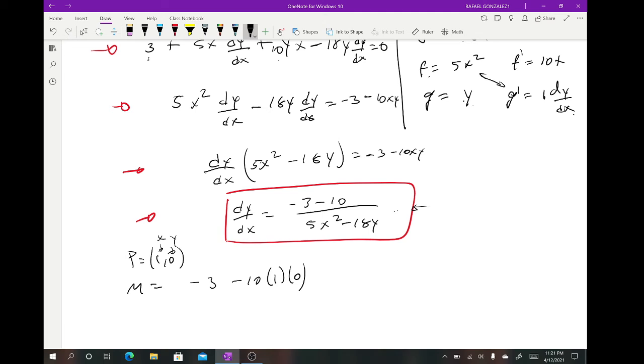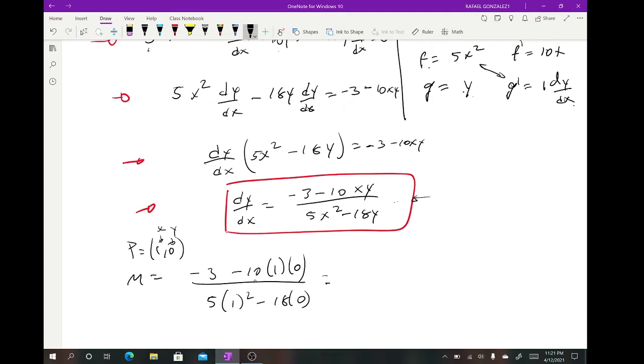And let me fix that order so that you can see it better. Divided by 5 times 1 squared minus 18 times 0. This is going to actually work out very nicely because negative 10 times 0 is 0, and 18 times 0 is 0. So you're just going to be left with negative 3 divided by 5. So that's the slope. At the point (1, 0), you have a slope that is negative.